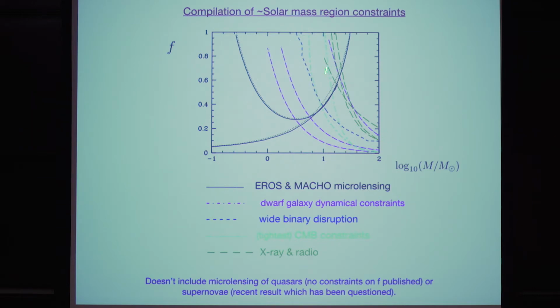The constraints get weaker, but it certainly seems to be difficult for a delta function mass function, which is what is being assumed for these constraints at the moment, to have all of the dark matter in tens of solar mass compact objects, because there are these various astrophysical processes, the dynamics of dwarf galaxies, the disruption of wide binaries, and also these accretion constraints that then get you into trouble.